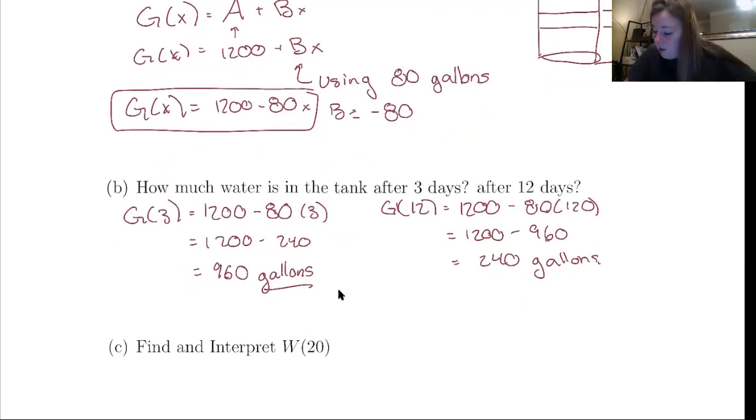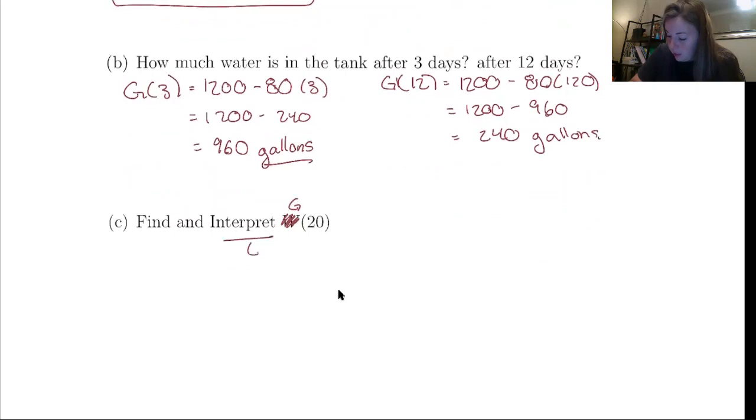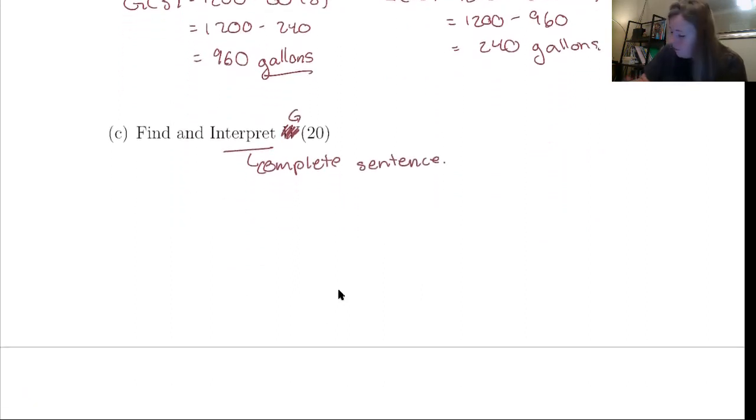Great. So now we're asked to go a little step further. Oh, apparently I called it W earlier. We're calling it G now. We're going to interpret what G of 20 means. So now we do need to add on a complete sentence, right? You're explaining the problem with units in a sentence. That's what interpret means. All right, so first let's find G of 20.